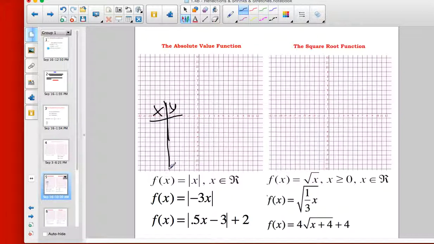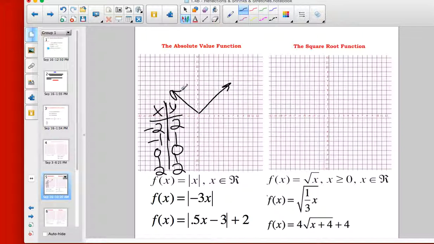Some points that we definitely want to use here are -2, and the absolute value of -2 is 2, -1, absolute value of that is 1, 0, 0, and 1, 1, and 2, 2. There we go. So these are just 5 points on the parent function, which is the absolute value of x. We kind of know what it looks like, something like that.